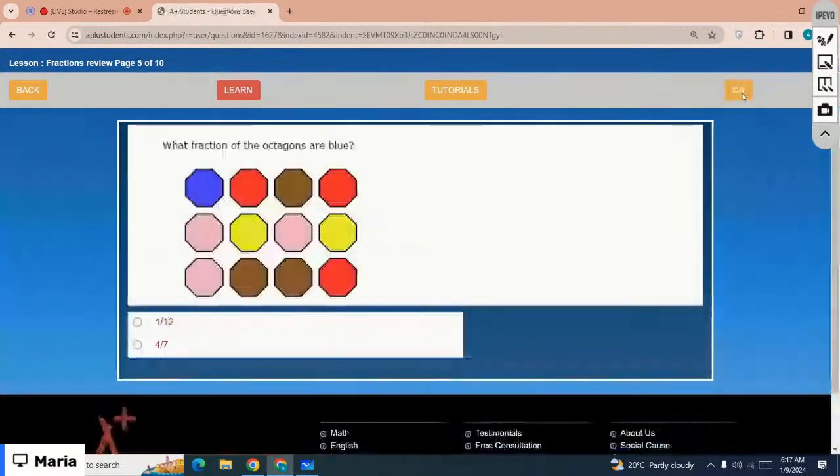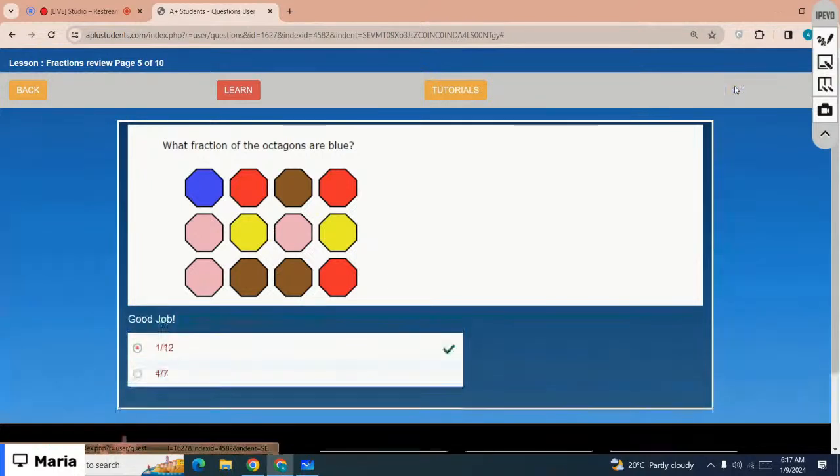What fraction of the octagons are blue? Which is the correct option? What fraction of the octagons are blue? Yes, that is 1 out of 12 octagons are blue. Very good.